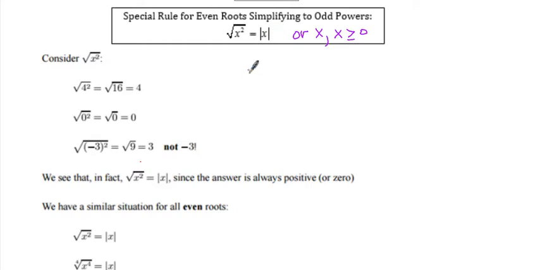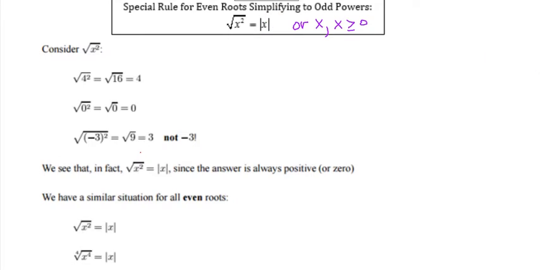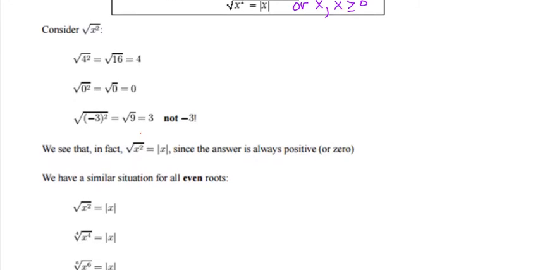The rest of this page is a proof of that, okay? So if you're fine with just memorizing that if you're ever taking the square root of x squared, you need to put it either in absolute values or indicate that it's a positive number, that's fine, but the following is the proof of that.